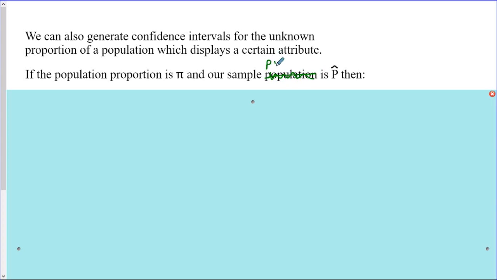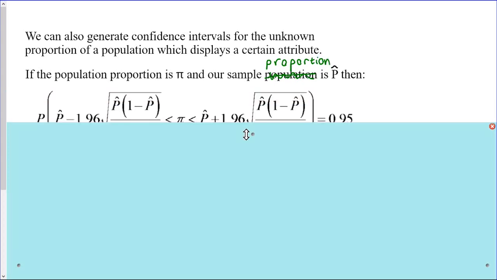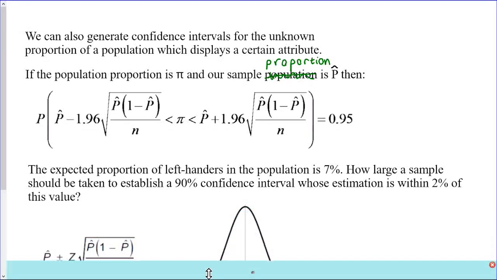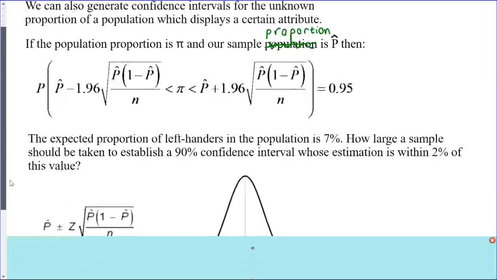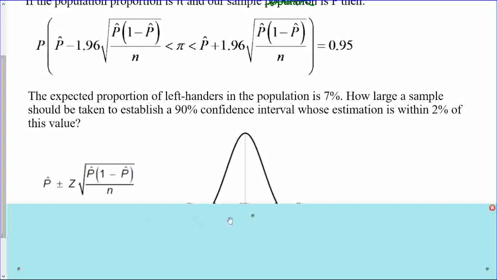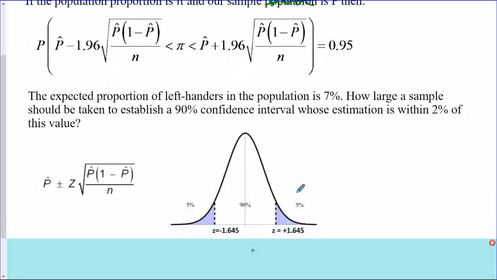The sample proportion is p hat, and the population proportion is pi, then very similar to last time, we get that. And this formula gets given to us on the data sheet in much the same way: p hat plus or minus z, being the Z value associated with the confidence interval. Now this time we're going to do a 90% confidence interval. The question is actually asking something slightly different in terms of how big a sample should we take, and we'll get to that now.